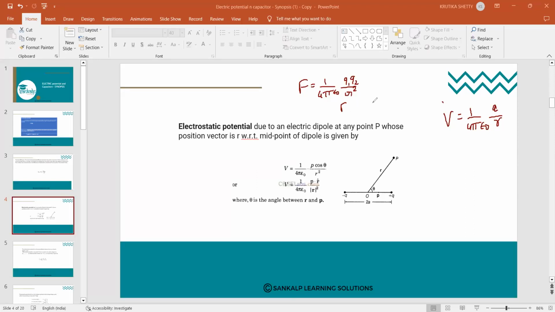When you see the electric field intensity, it is 1 upon 4 pi epsilon naught Q by R square. And when you come to the electric potential, it is 1 upon 4 pi epsilon naught Q by R. I hope you have a clear picture of the three. In force it is Q1 Q2 by R square, in field it is Q by R square, and in potential it is Q by R. Now for the dipole we are seeing the expression.